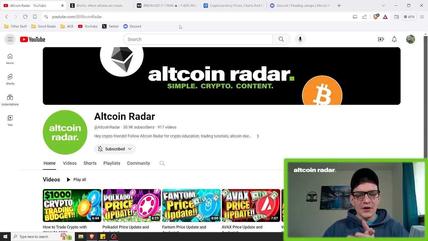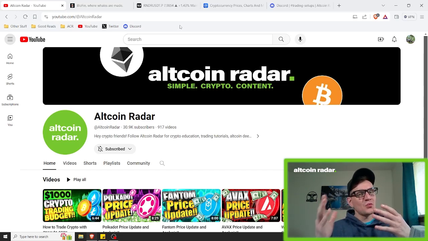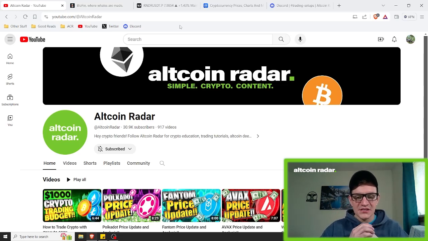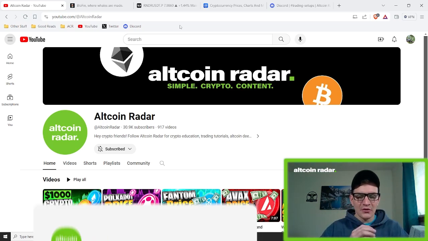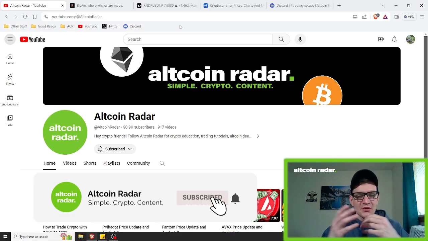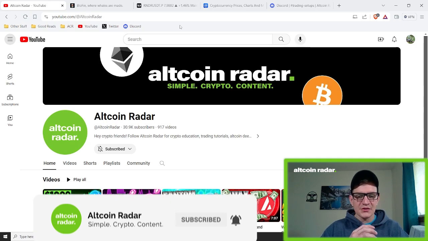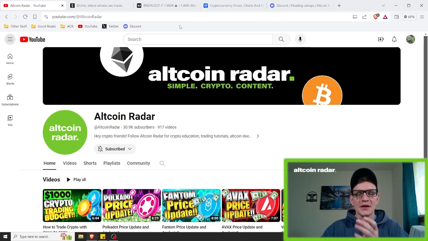Altcoin Radar. Today we are going to be taking a look at the Render charts and see where it might be headed, and we'll cover both bullish and bearish scenarios as well, just to simply cover all the different possibilities. And towards the end of the video, I will also cover the macro structure of the overall altcoin market as well.